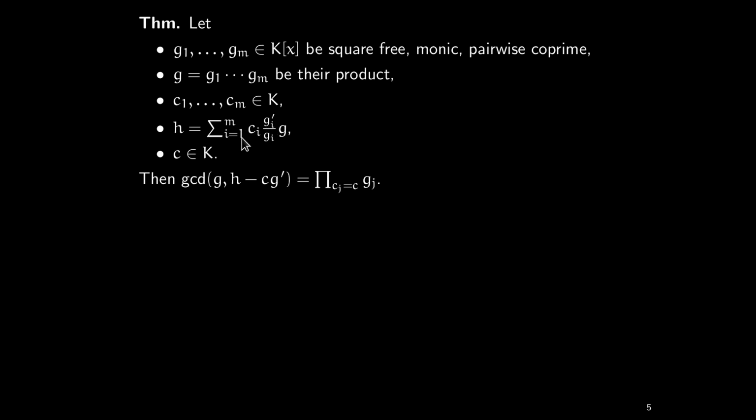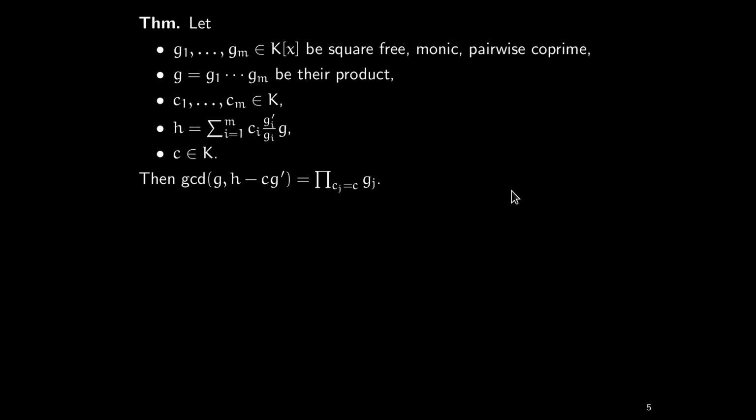I can pick out from this h all the components where the c_i is equal to c, by using this formula, taking the GCD with g and h minus c times g prime. The claim is that this is equal to the product of all the g's that appear in this product that makes up the g, but only those for which the c_j is equal to this c. So it extracts exactly those g's where this c matches this c.